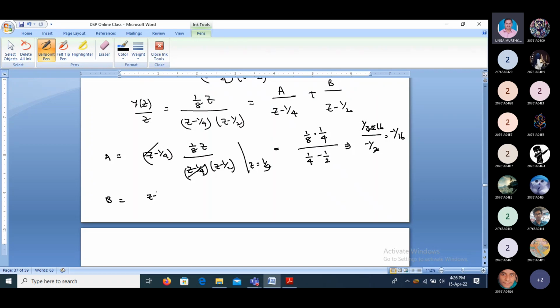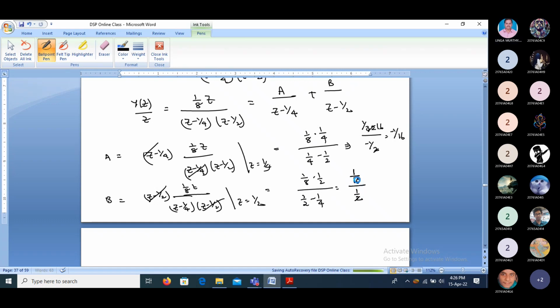Similarly, for the B value, multiply by (z − 1/2): 1/8 into z divided by (z − 1/4)(z − 1/2). This is another procedure for finding the constants. So the (z − 1/2) terms get cancelled here. So 1/8 into 1/2 divided by (1/2 − 1/4). So 0.5 minus 0.25 is 0.25. So 1/16 divided by 1/4. So the answer is 1/4.